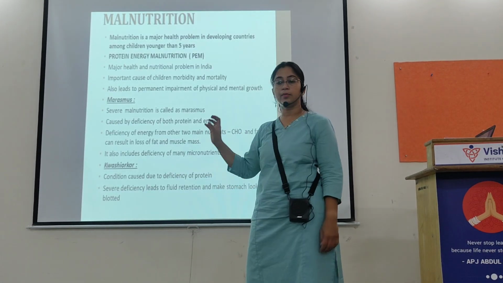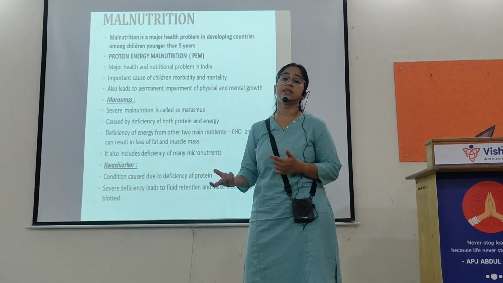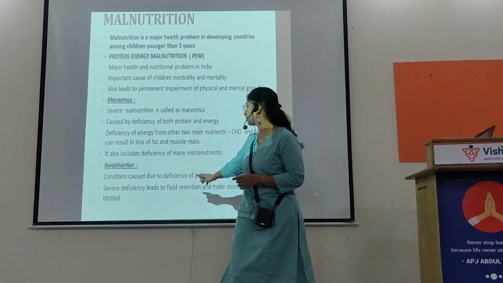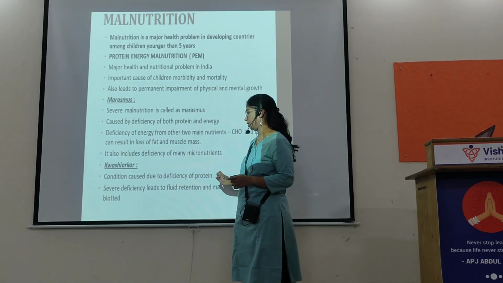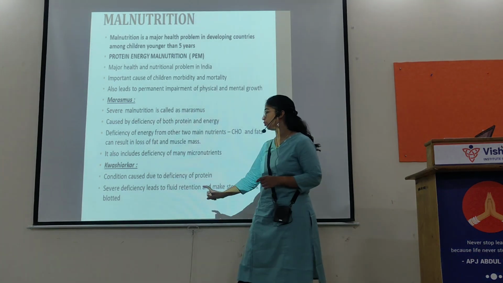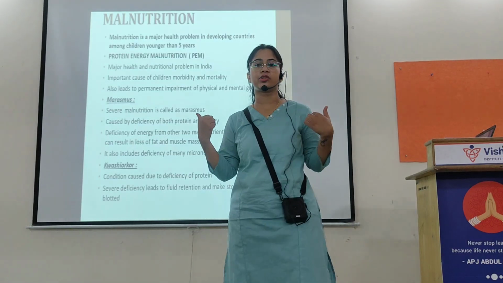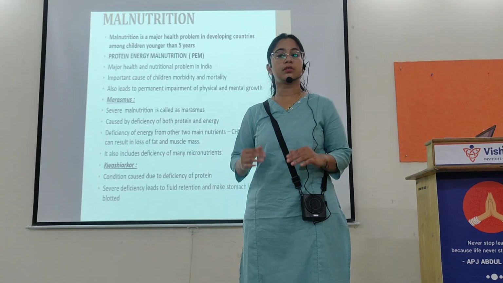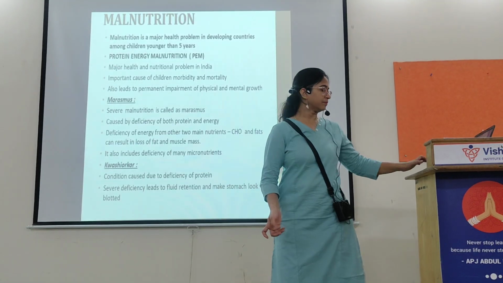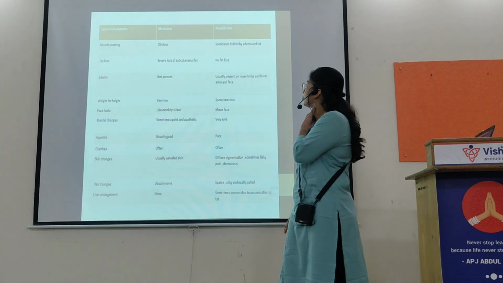Along with the signs and symptoms of protein energy malnutrition, children may appear with the signs and symptoms of vitamin deficiencies. Kwashiorkor is the condition due to the deficiency of purely protein. Severe deficiency leads to fluid retention and makes the stomach look distended. Usually the child has very thin hands, chest and legs, but the abdomen is very bloated, like a balloon shape. These are the comparisons between the signs of marasmus and Kwashiorkor.